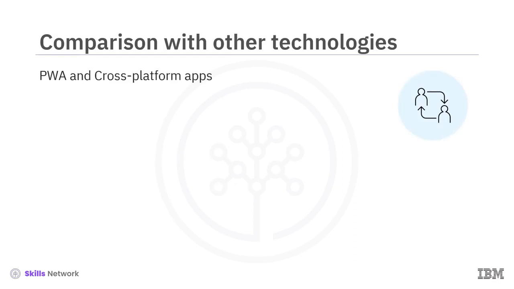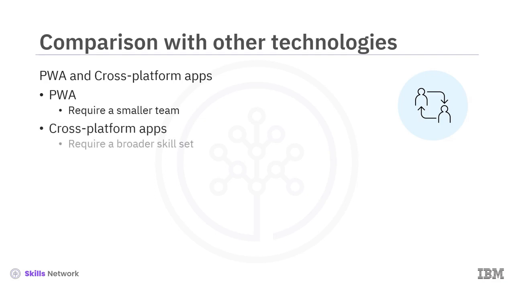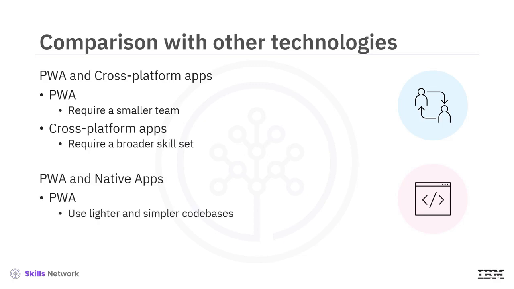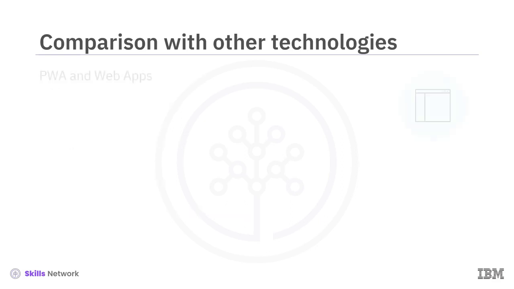Let's now compare PWA with other technologies and see the difference. PWAs require a smaller team with no specific or unique expertise, whereas developing cross-platform apps require a broader skill set since they must deal with a variety of native controls and plugins that are written in different languages. There are a few differences when you compare PWA directly with native apps. PWAs use lighter and simpler code bases, whereas native apps use multiple device-specific code bases.